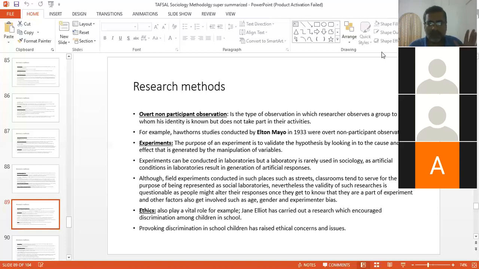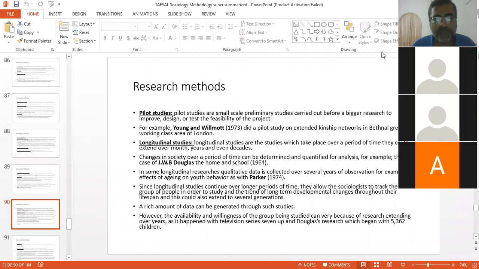All right. But when you're carrying out research, you need to keep some ethical considerations in mind. And those ethical considerations are that for an experiment, do not encourage things like discrimination, even if you want to observe discrimination. So do not encourage that kind of behavior. These things need to be kept in mind because ethics are important. And then there are pilot studies. Pilot studies are where a study is conducted on a small scale first, and then it is expanded on a bigger scale later on.